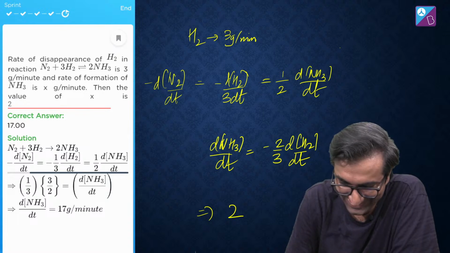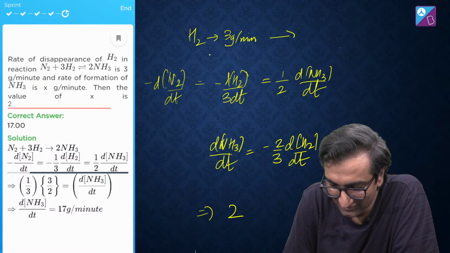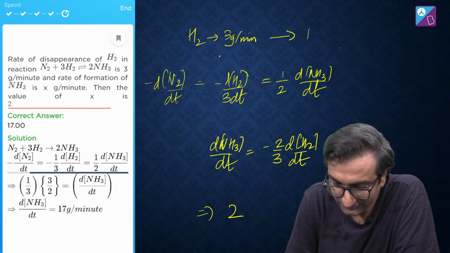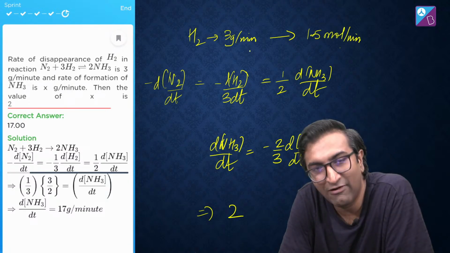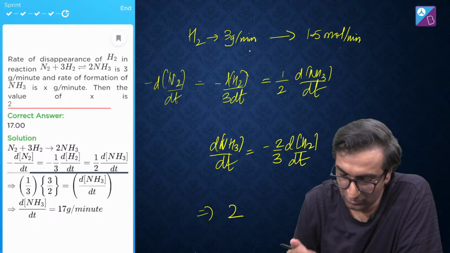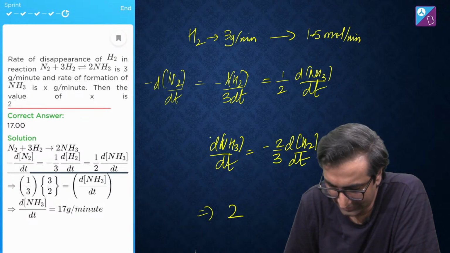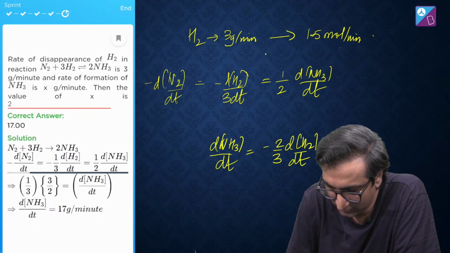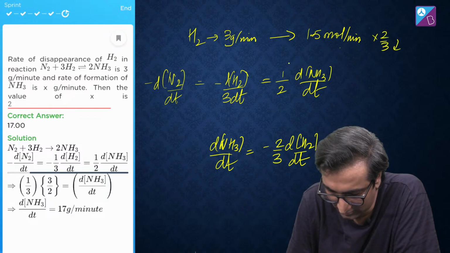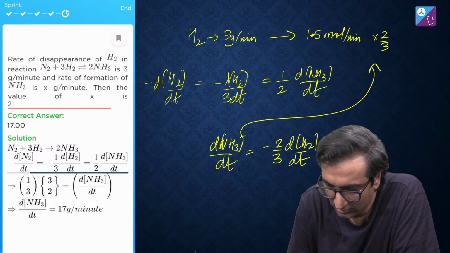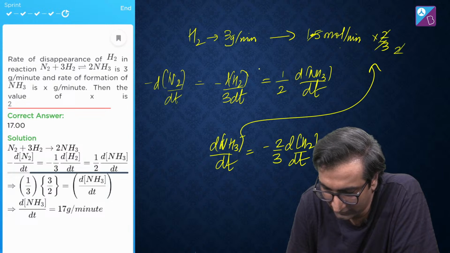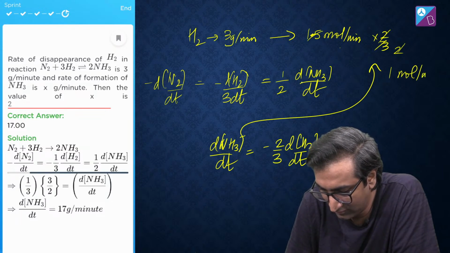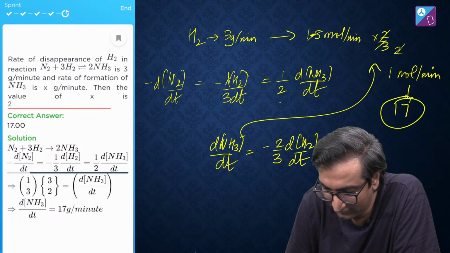No. Okay, let's do this properly now. 3 gram per minute. मतलब 1.5 mole per minute. Okay? अगर 1.5 mole per minute है, ये हो गया इसका 1/3, right? This is going to be into 2 by 3 will be dNH3 by this. Okay, cool. Now what do we do here? 1.5 mole per minute divided by 3. So this by this becomes 2. This by this becomes 1. So this becomes 1 mole per minute. Correct? Which becomes 17. ठीक है?